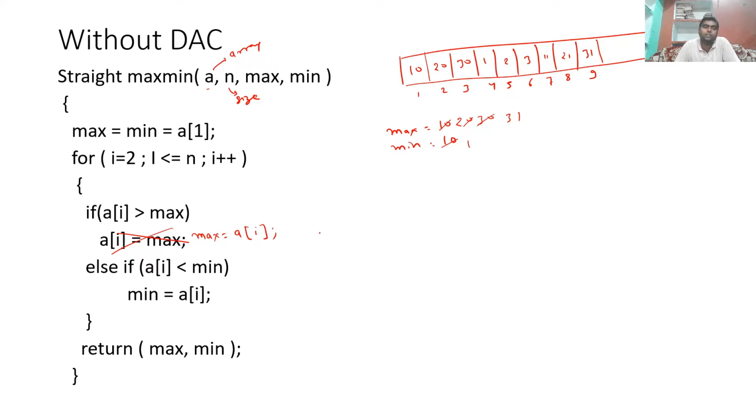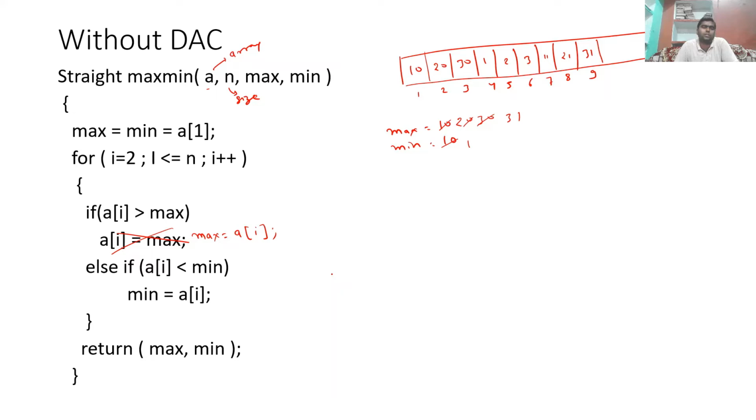So at last, after the successful execution of this loop, you will get maximum as 31 and minimum as 1. Okay, and finally returning maximum and minimum. So what will be the return value? The return value is your maximum as 31 and minimum as 1. Okay, so I hope that this is clear.